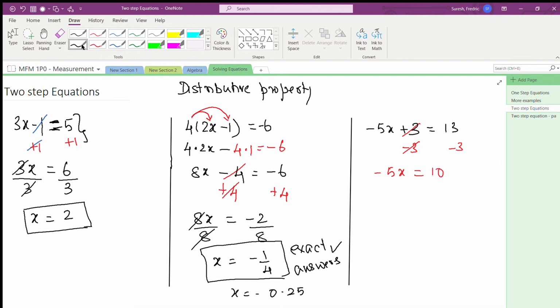And so now, to get rid of this -5, we have to divide by -5, and you do that on both sides. And so the -5 cancels, and x equals -2.